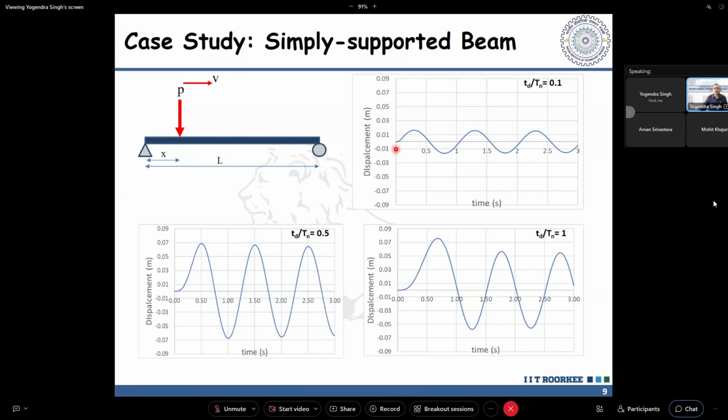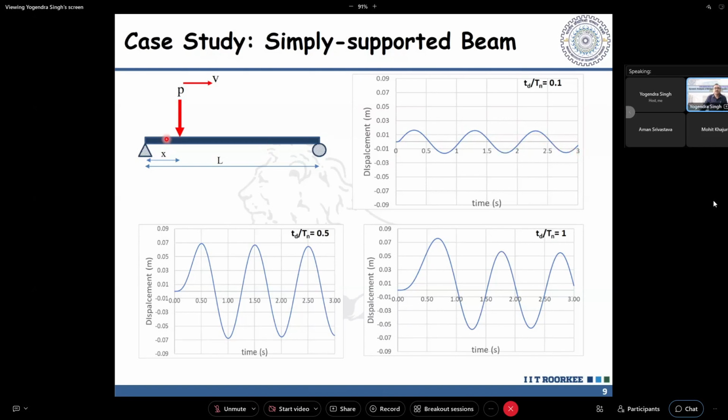So the response we will get will be something like this. When TD by TN is 0.1, that means the duration which the load is taking to cross the bridge is quite small, meaning the velocity is quite large. In that case, we will get the behavior something like this.